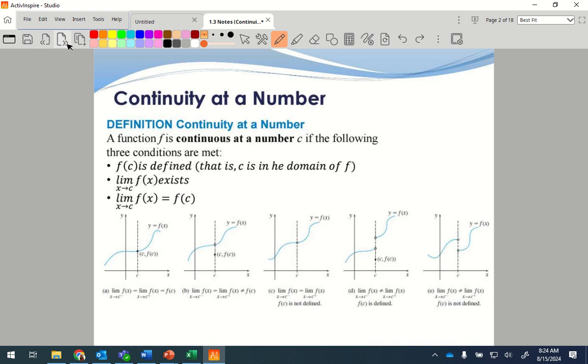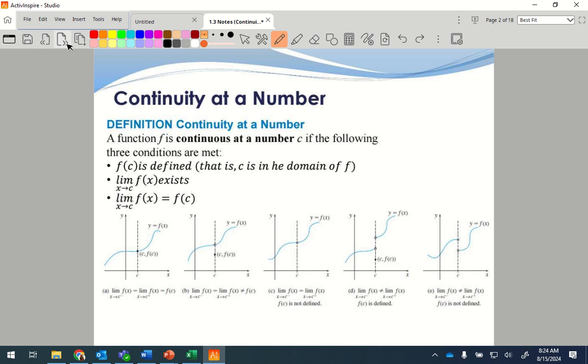So, continuity at a number. That's asking if it is continuous at a number. F of C is defined, that is, C is in the domain of F. Second, the limit exists. Now, for a limit to exist, what has to happen? Left and right go to the same point. And this last one, F of C, the function is also equal to the limit. So when you plug in that number, you get what the limit actually is too.